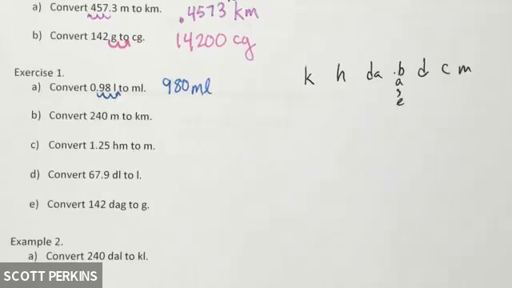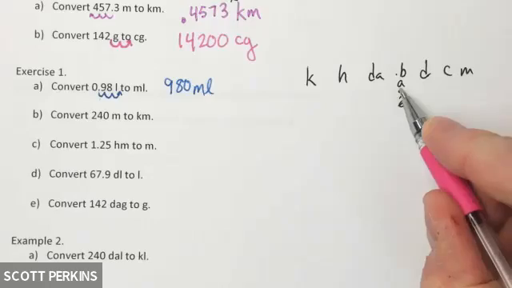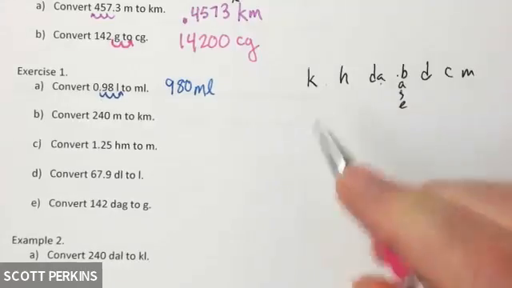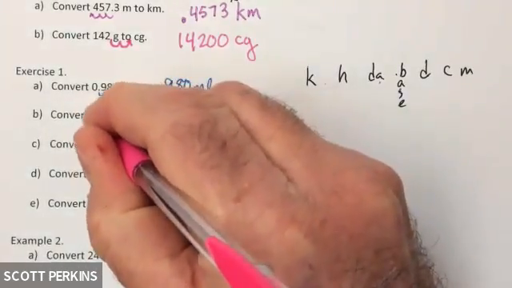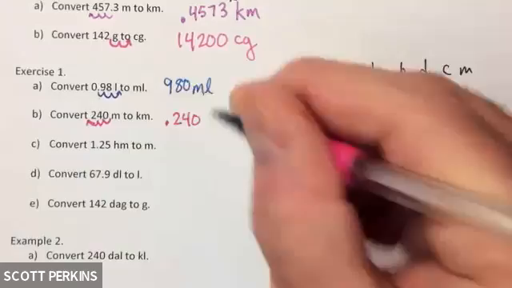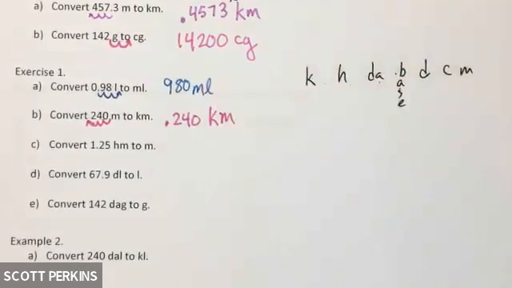All right, the next one, we're converting 240 meters to kilometers. So once again, my meters is my base unit. I'm going to kilometers, so that means I'm going to do 1, 2, 3 to the left. So I move that decimal 1, 2, 3 to the left, and I get 0.240, or just 0.24. If you left the 0 off, that is technically mathematically better, but we're good.